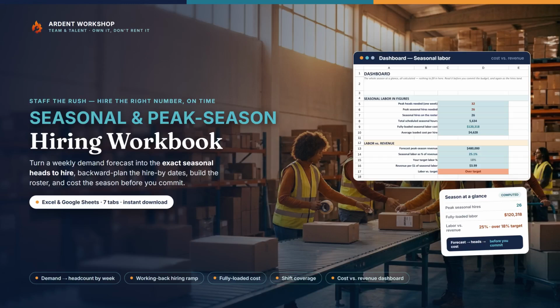Every busy season is a gamble. Hire too few and you leave sales on the floor on your busiest day. Hire too late or too many, and the margin the season was supposed to earn walks out the door in wages. The Seasonal and Peak Season Hiring Workbook turns that gamble into a plan you can read: how many people, in which roles, hired by when, and at what cost.